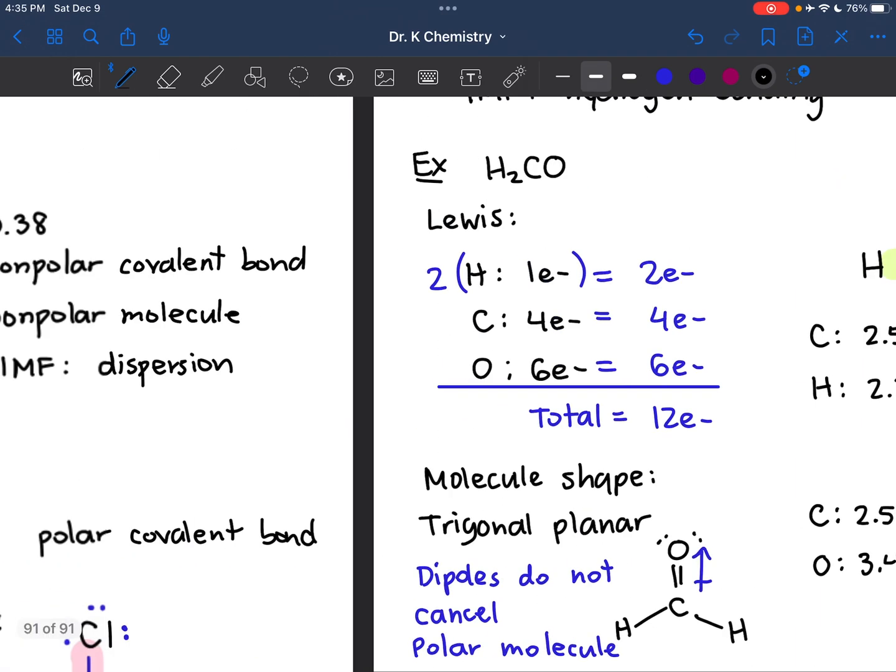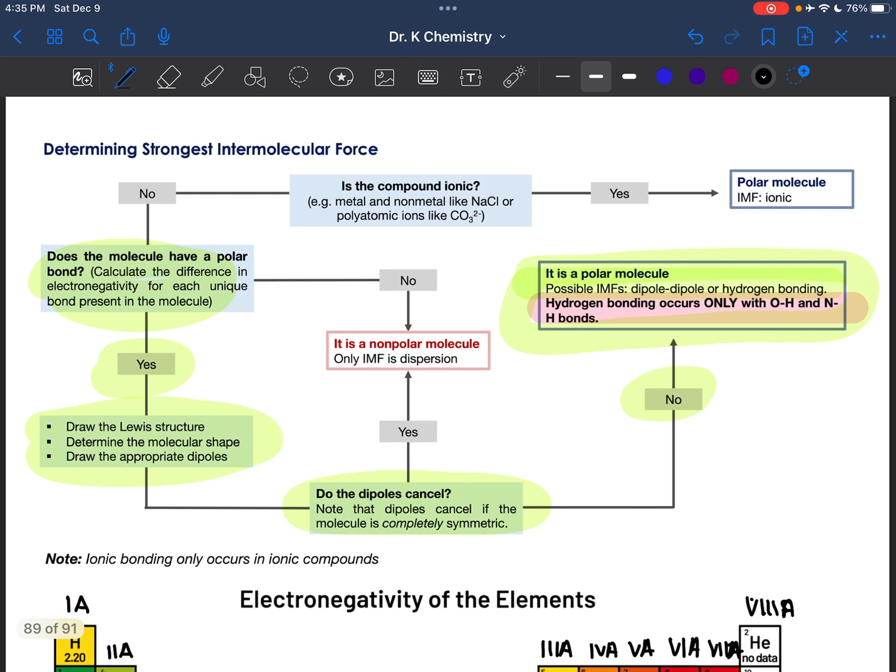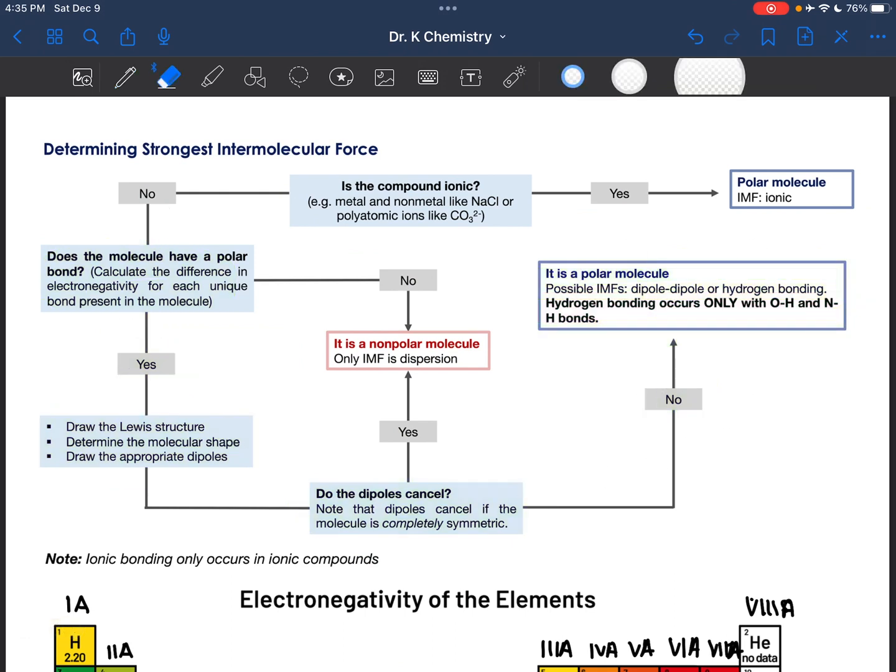Okay. In summary, definitely ask yourself these questions in the order that they are listed on this flowchart, because you can cut down on a lot of work by recognizing when a compound is ionic or recognizing when the compound is nonpolar. If you don't have a polar bond, then you can skip a lot of this work and immediately identify that it's going to be dispersion. It's only when there is a polar bond in the molecule that you need to consider the shape of the molecule and go through the entire process.